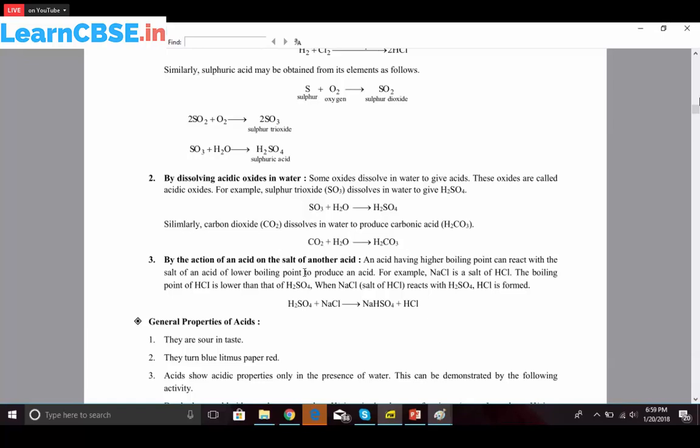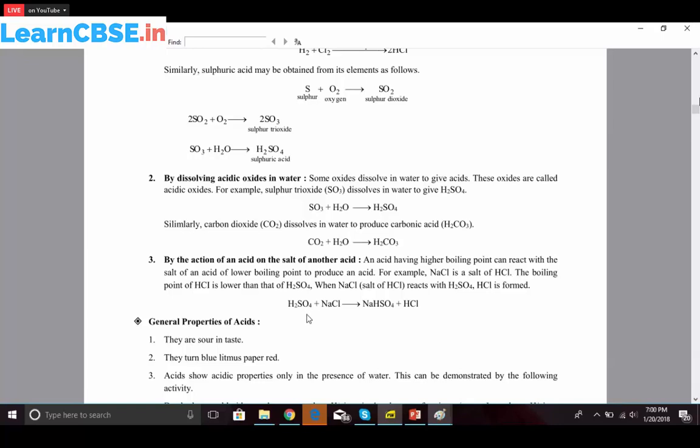Then the next method is by the action of an acid on the salt of another acid. For example, say I would like to prepare HCl. I am taking one acid, H2SO4, and the salt of the acid which I would like to prepare. I have to take the Cl in common and take one metal with it, so we take the salt. One of the hydrogens from the acid, because you know that an acid is a proton donor, and proton is nothing but H plus. So the H plus from the sulfuric acid moves towards over here.